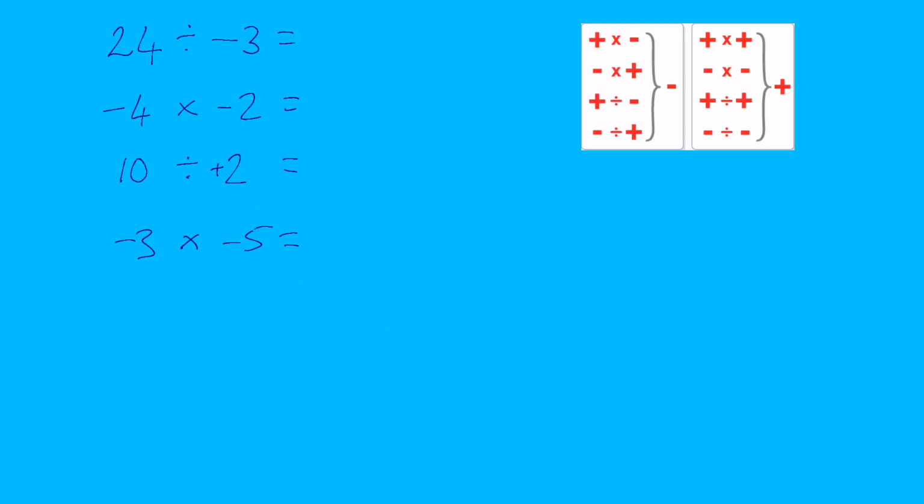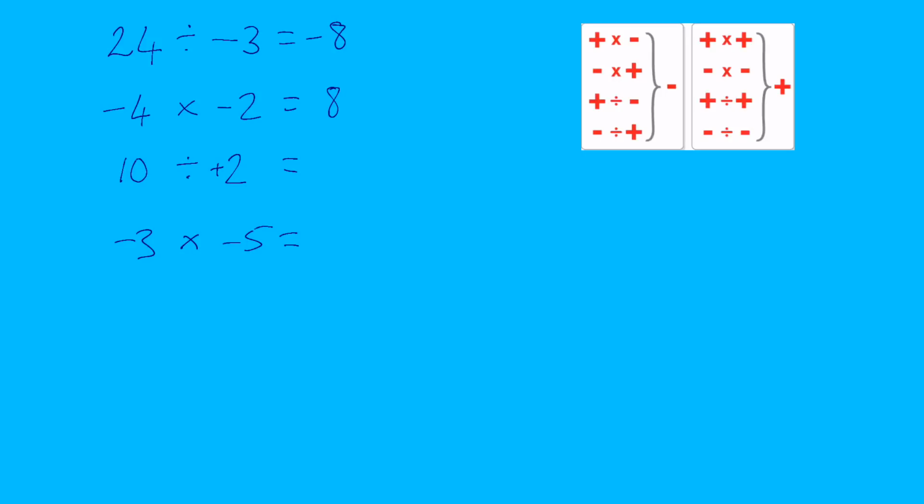Okay, here are a few more examples to try. So the first one we have is 24 divided by minus 3. So if we look at our table, we have a positive divided by negative. So that will be a negative. So that'll be minus 8. Then we have minus 4 times by minus 2. So minus times a minus, that's a plus. So that's 8.